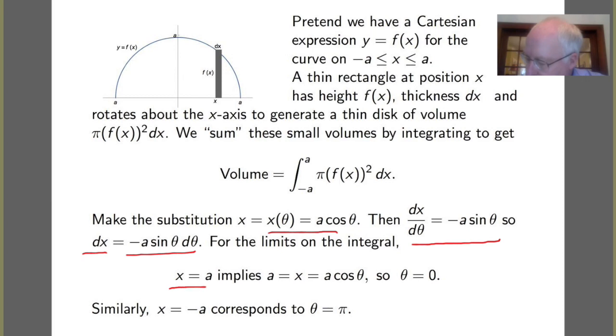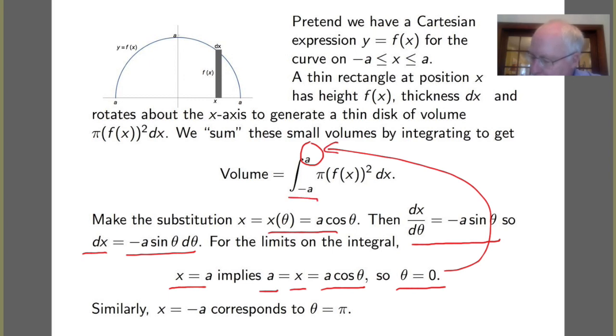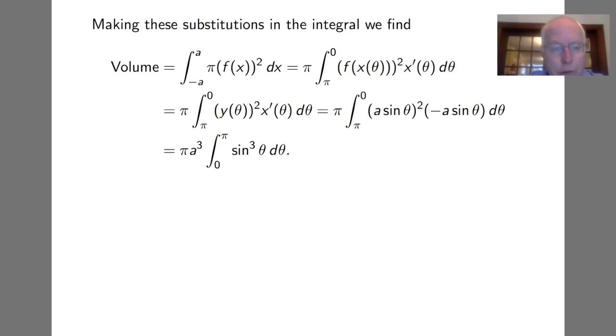And we can see that when x equals a, that's the upper limit. Then the upper limit a, that's an x limit, and x is a cosine theta. And that leads to cosine theta equals 1 or theta equals 0. So our new upper limit is going to be 0. And for the lower limit at minus a, similar work shows theta equals pi, and that'll be our new lower limit. So with the substitution, the integral looks like this.